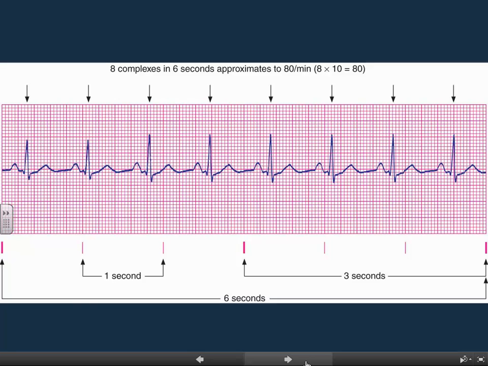Now let's just say that this was a 6-second strip, but we're in 3rd-degree heart block where we've got a regular atrial interval and we've got a regular ventricular interval, but we don't have a match of the atria and the ventricle. What do we do then? Yeah, we just count our atrial rate and we count our ventricular rate.